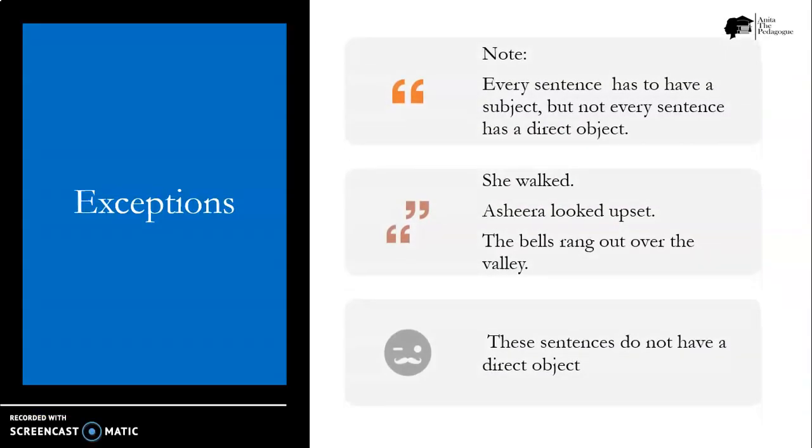Let's look at some exceptions. Now note, every sentence has to have a subject, and not every sentence has a direct object. Let's look at some of these. She walked. Ashira looked upset. The bells rang out over the valley. These sentences do not have direct objects.